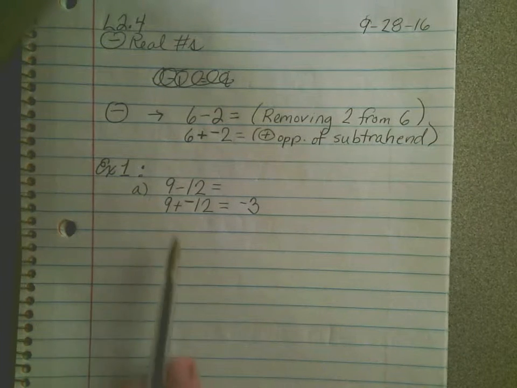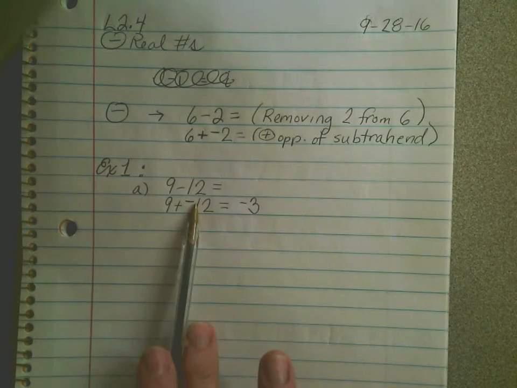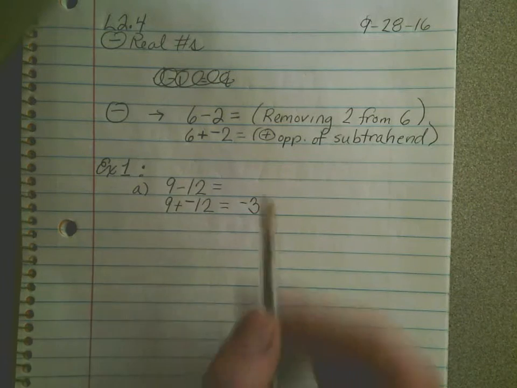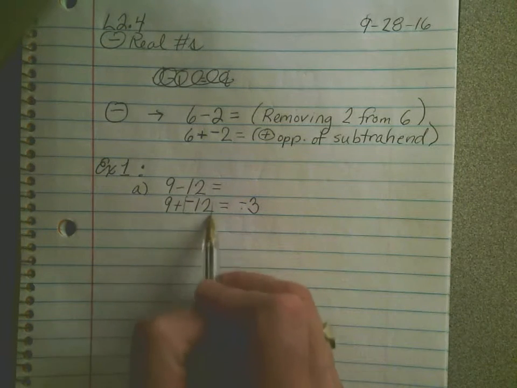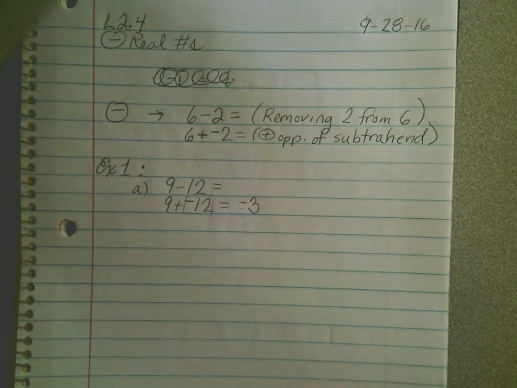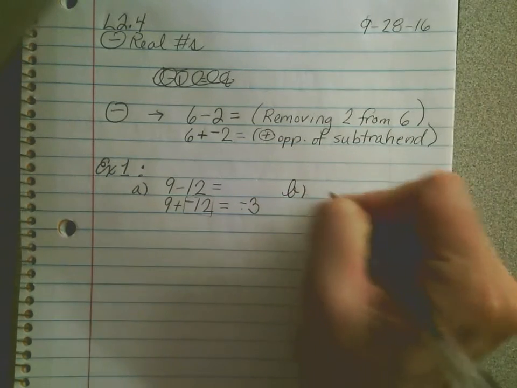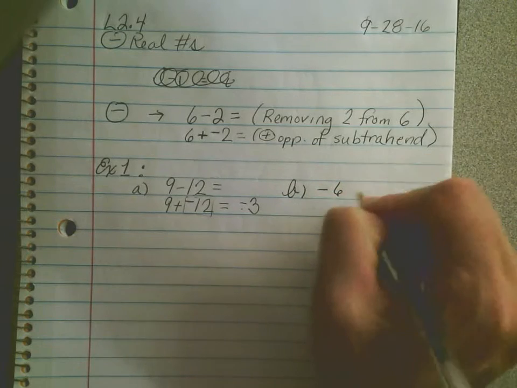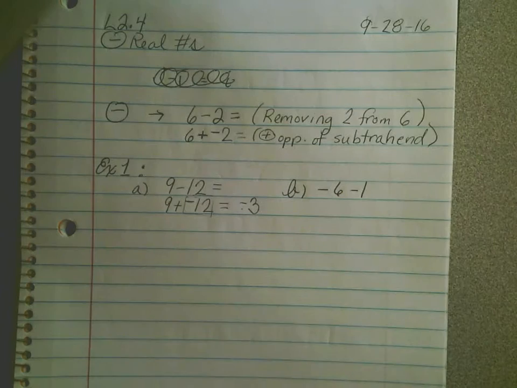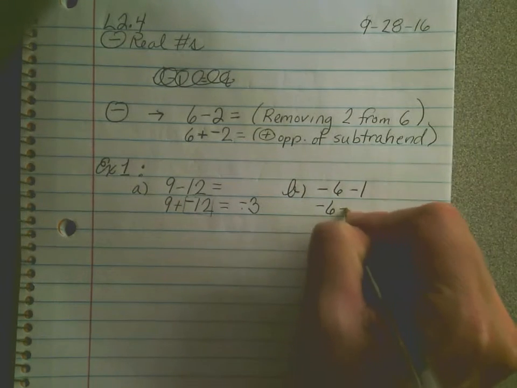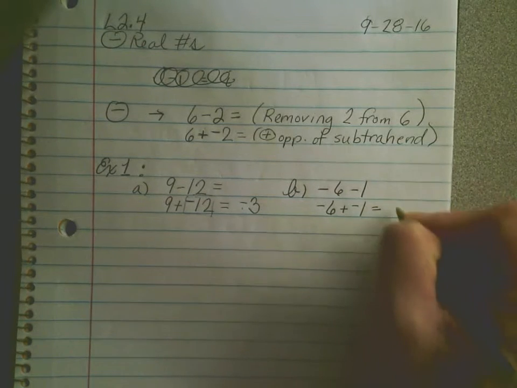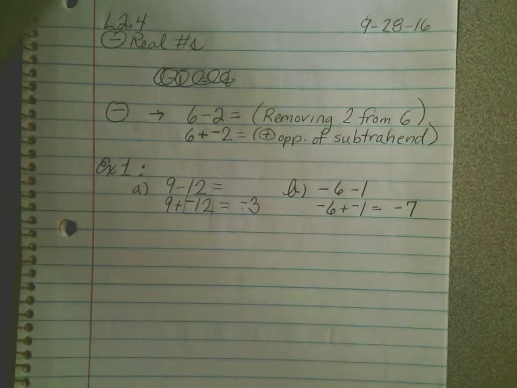Because the rule is when you're combining things with a different sign, find the difference and keep the sign of the one with a larger absolute value, which happens to be 12. If I said to you negative 6 minus 1, it's the same thing as saying negative 6 plus a negative 1. Same sign, you simply add and keep the sign. Okay?